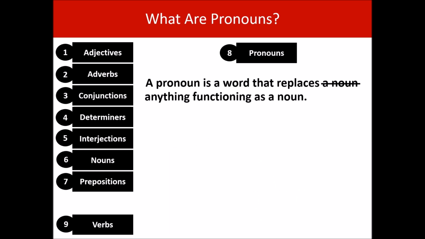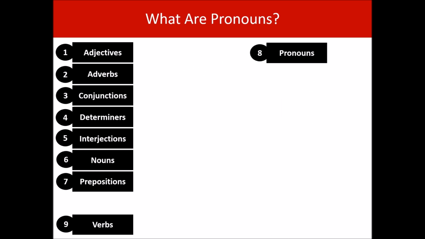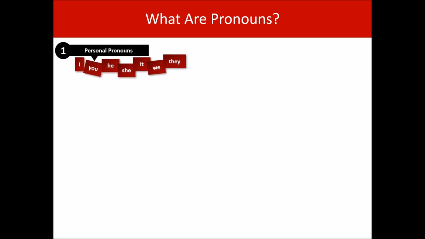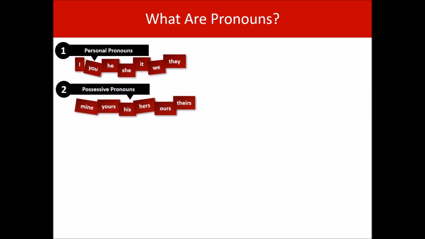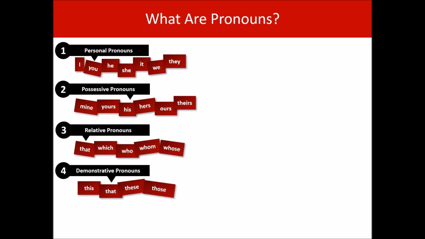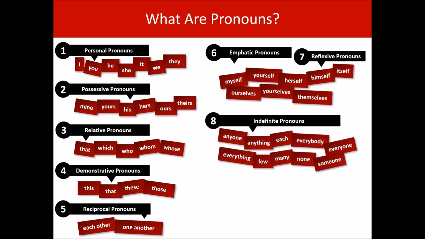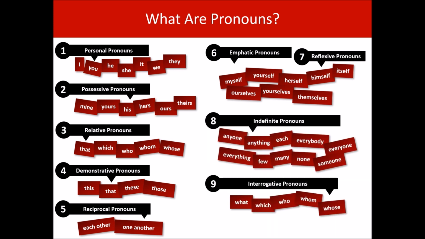Let's move on. Let's clear this space. All right, all of the pronouns we've seen so far have been personal pronouns. But actually there are 9 types of pronoun. Possessive pronouns, relative pronouns, demonstrative pronouns, reciprocal pronouns, emphatic pronouns, reflexive pronouns, indefinite pronouns, and interrogative pronouns. And we're going to go through each of these very quickly.